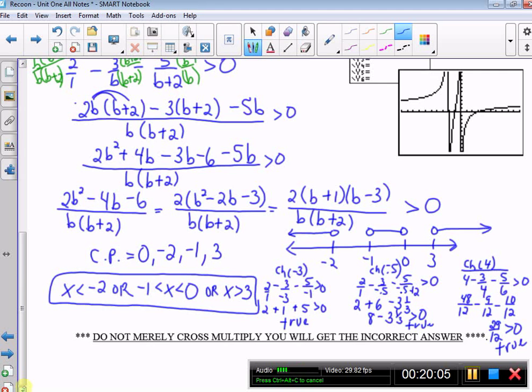Okay, so basically summarizing, get everything to 0, simplify the fraction on the left-hand side as much as possible, get your critical points, put them on a number line, and check the shading, and then use your graph to write your answer.